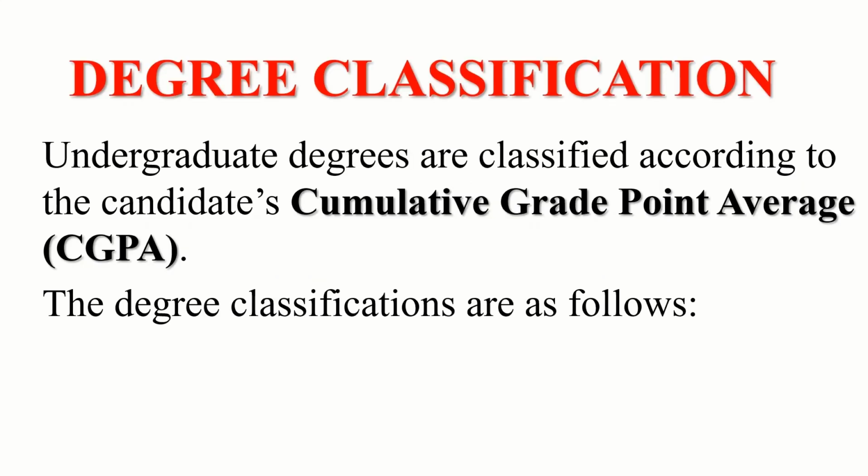Now, degree classifications. Undergraduate degrees are classified according to the candidate's cumulative grade point average, that is the CGPA. So this communicates to us that before you can be classified as a first class student, a second class upper student, a second class lower student, a third class student, a pass or a fail student, it is based on your CGPA. So it implies that CGPA is very important, and so we must work harder for it. Now, degree classifications are as follows.